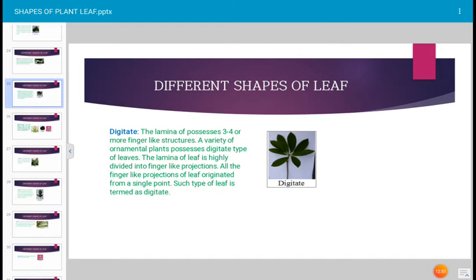A variety of ornamental plants possesses digitate type of leaves. The lamina of the leaf is highly divided into finger-like projections. All the finger-like projections of the leaf originate from a single point. Such type of leaf is described as digitate.